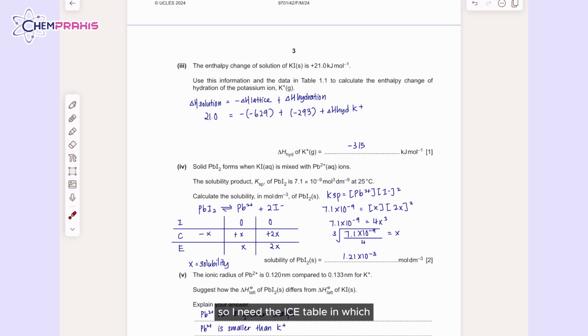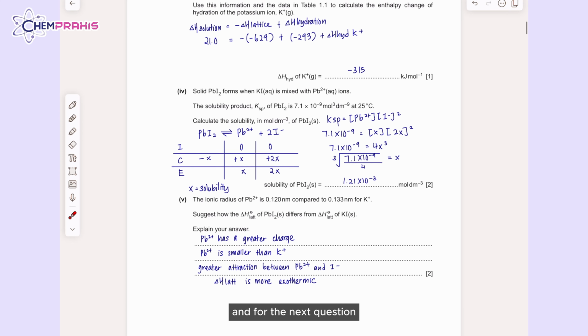So I need the ICE table, in which I need to know the solubility, and X represents the solubility. So for change, we always follow the mole ratio. This is 1, so plus X. This is 2, so plus 2X. So this is the equilibrium number of moles or equilibrium concentration. In this case, it's equilibrium concentration. So this is the Ksp. We will put this value into this formula, and then we will try to calculate what X is. So after the calculations, we will get 1.21 times 10 to the power of negative 3.